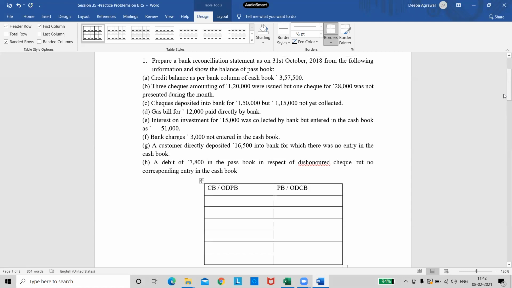See the first A bit. Credit balance as per the bank column of cash book. So what does it imply? Which column is given to us? Column number 1 or 2? 2. And what is it called? Credit balance of cash book is called as the overdraft balance, right? So I will write here, in short form, OD as per cash book balance. So this is the item which is given to us, and the amount is 3,57,500. So the second column value is given to us.